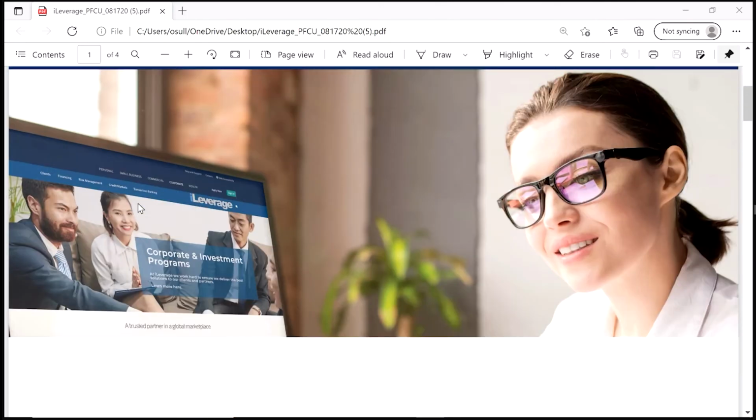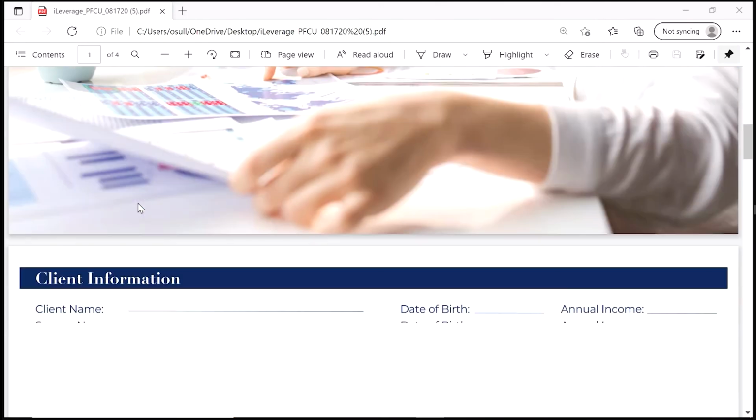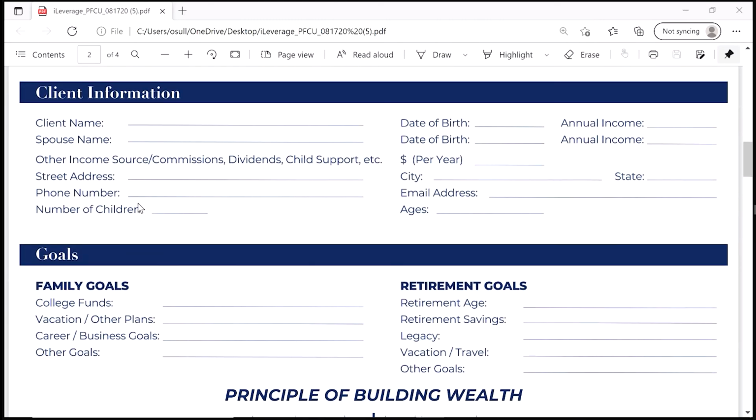This is just the cover page of it. We can roll forward here. So, we'll just go through this section by section, client information. All right, so basics, guys, basics, client name.